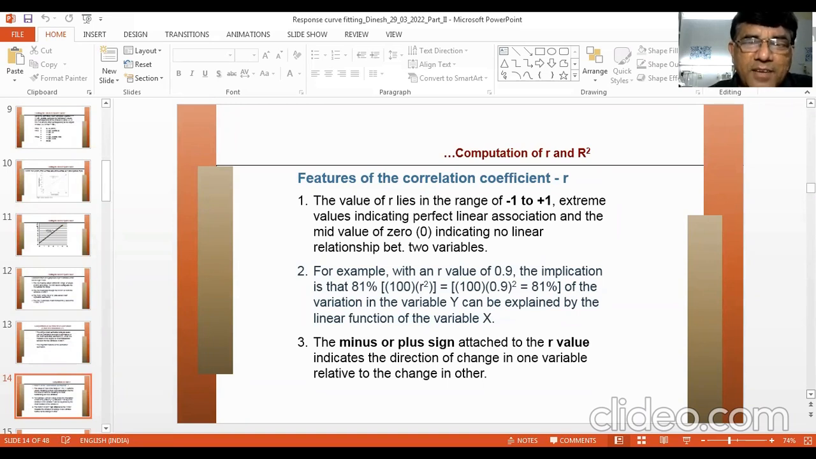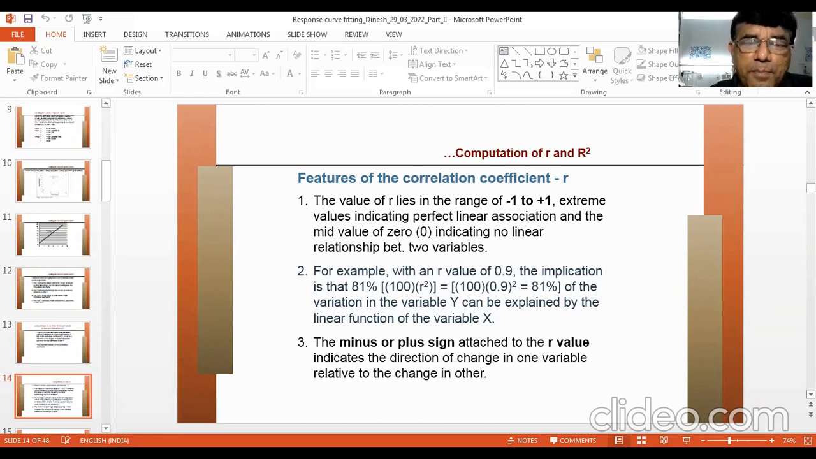So what is the relevance of this? You can say that 81% of the variation in variable y can be explained by the linear function of the variable x. Means 81% of the data is following a linear association. To be simpler, 81% of the data is following a linear function, but for the other data we don't know what kind of relationship it has.